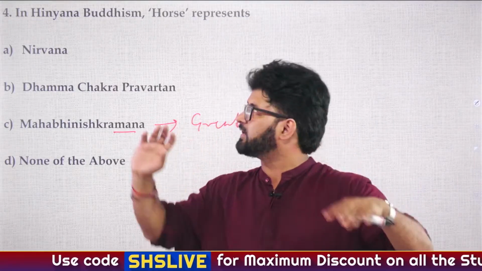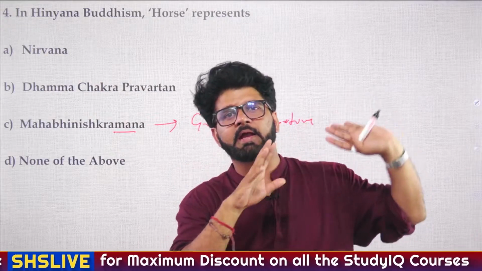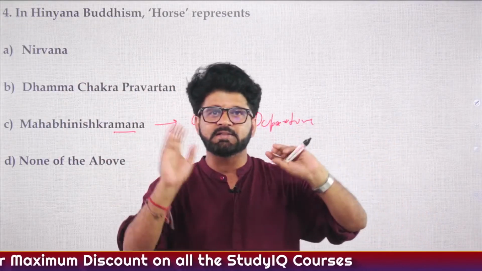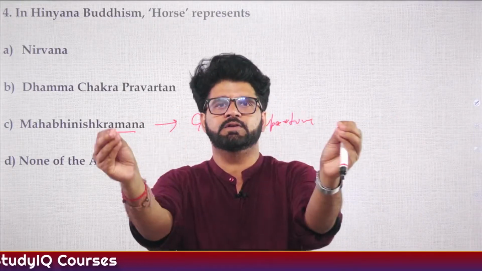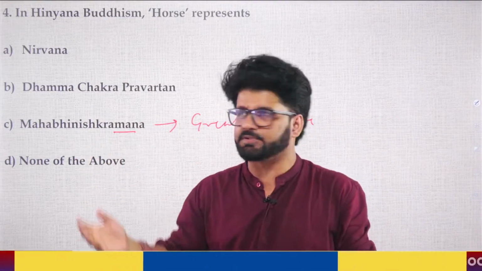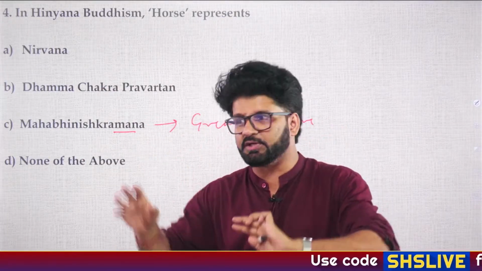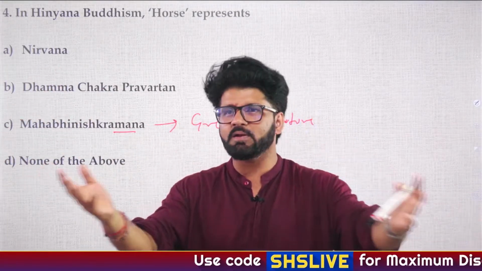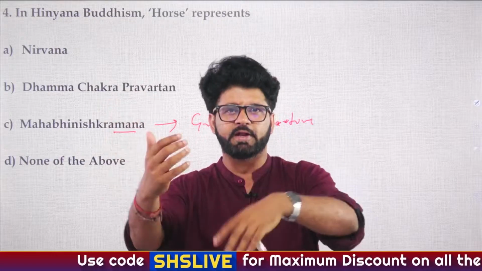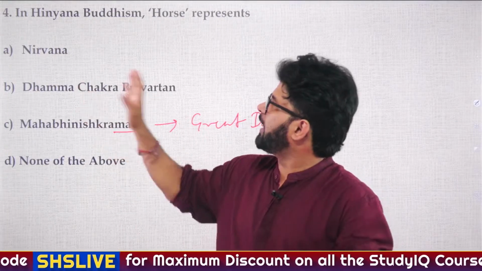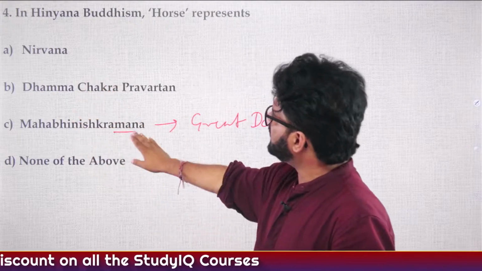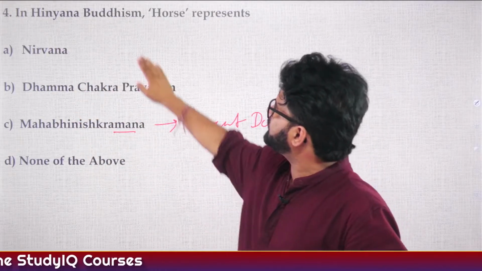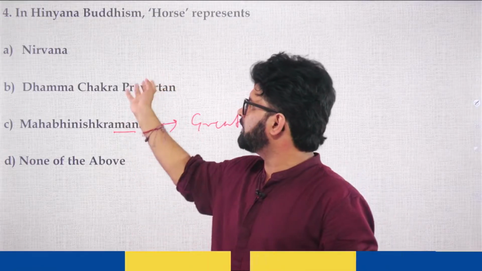How can you understand the difference between Hinayana Buddhism and Mahayana Buddhism? Like in old movies, 1960s, when 2 people used to kiss each other, they used to show 2 flowers touching each other. That is a symbolic representation. Hinayana Buddhism, symbolic representation. In the 2020s, when these things happen, they show it explicitly. So Mahayana Buddhism, anthropomorphic representation. That's how you can remember these terms. Mahabhinishkramana, great departure, horse, because he used to love his horse a lot.